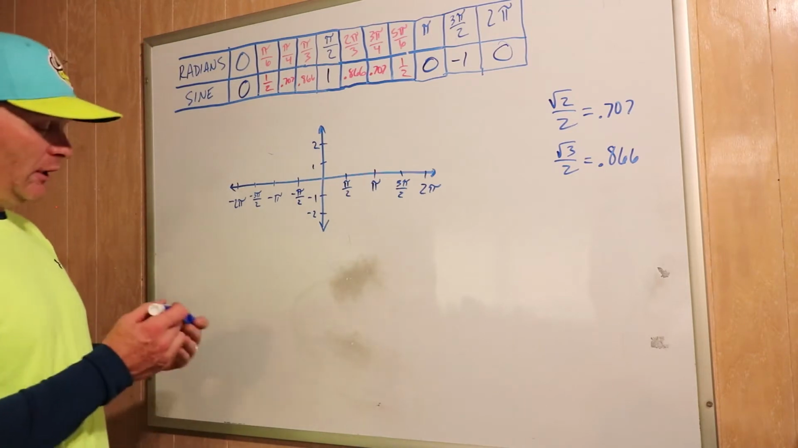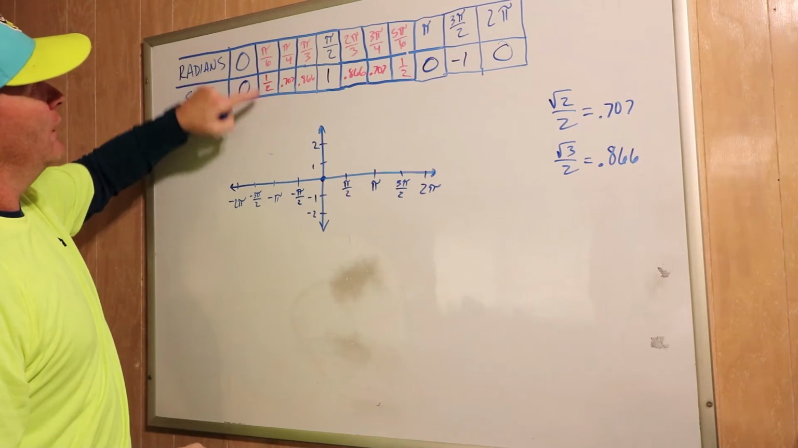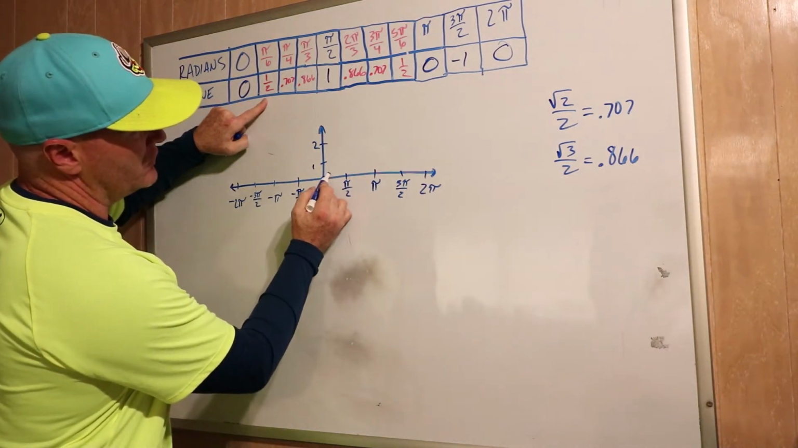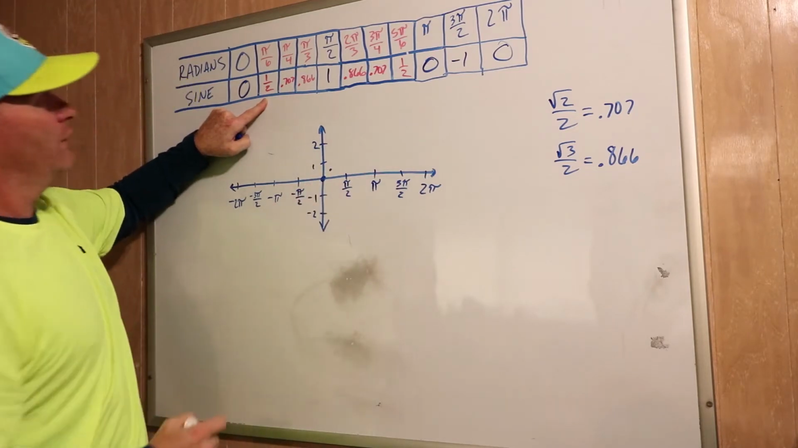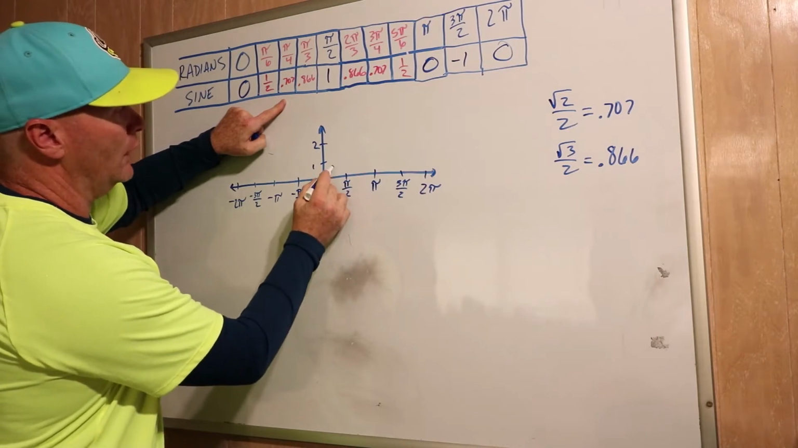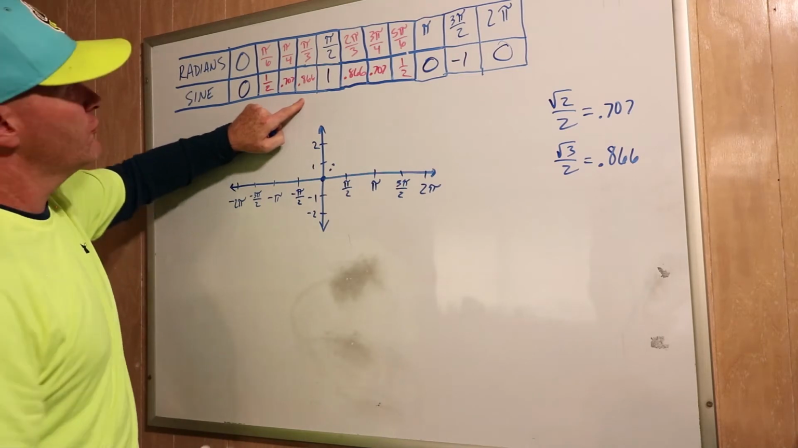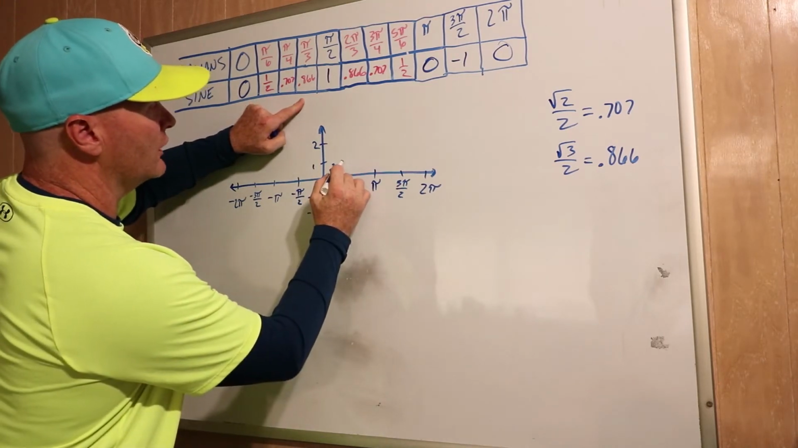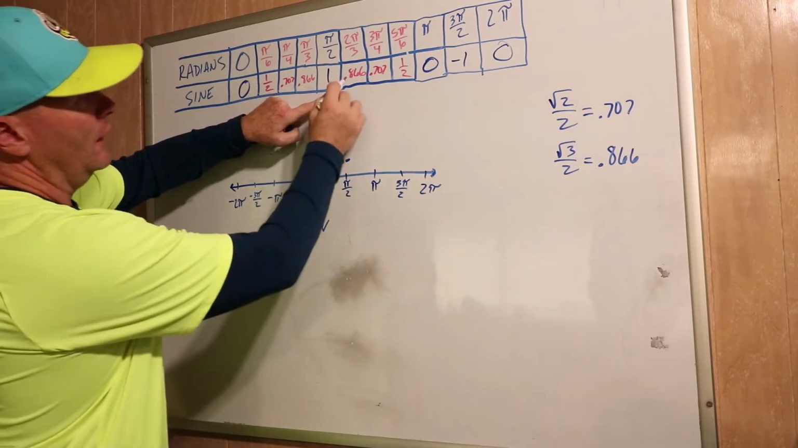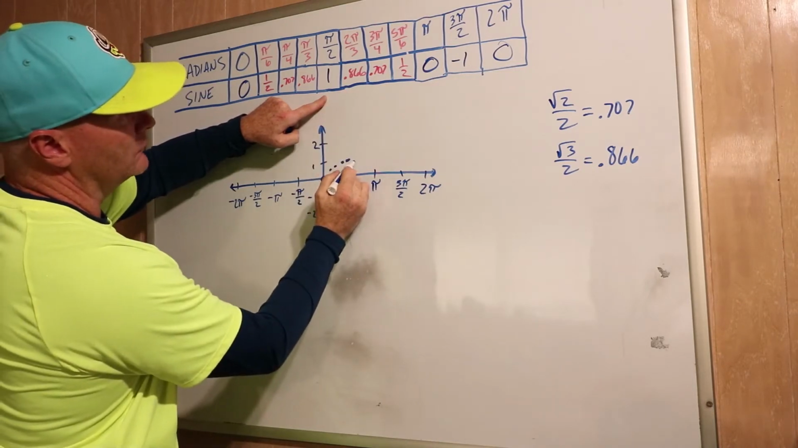Now we're going to graph this. 0, 0 is right there. Pi over 6 and 1/2: pi over 6 is 1/3 of this, so 1/2 is about there. Pi over 4 is half of pi over 2, so we're at 0.7, about there. This is 2/3 of pi over 2, at 0.86. And when we get to pi over 2, it's at 1. And then it starts dropping back down.